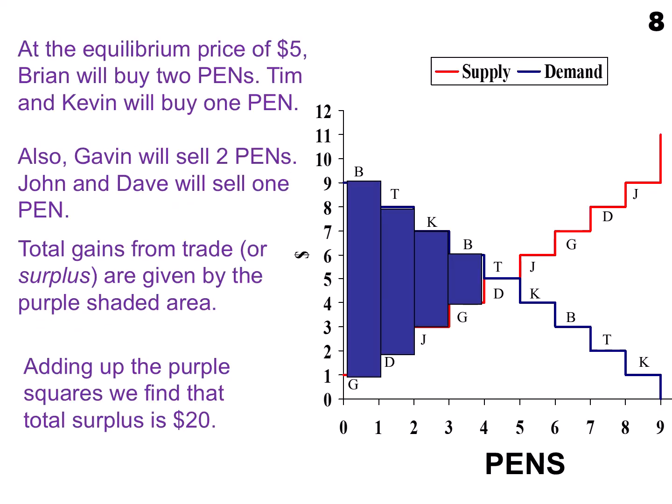Slide 8. Suppose all pens trade at a price of $5. Then, at this price, Brian will buy 2 pens. Tim and Kevin will each buy 1 pen. Also, Gavin will sell 2 pens. John and Dave will each sell 1 pen. From this information, we don't know who sold to whom, but we do know that the total benefits or gains is the purple area shown on the graph. If we add up these benefits, we see it is $20.